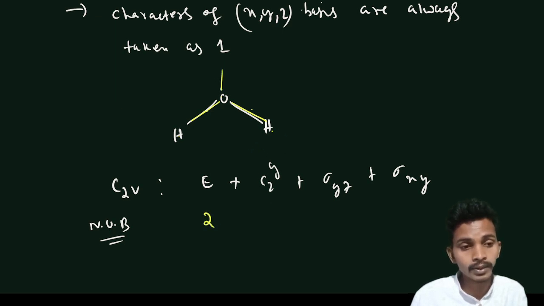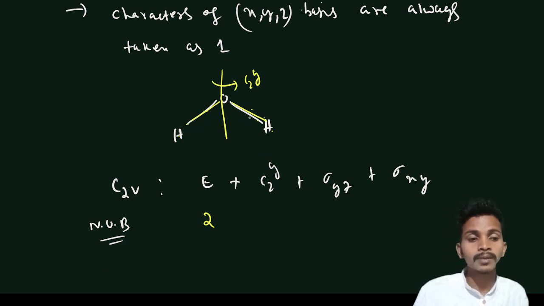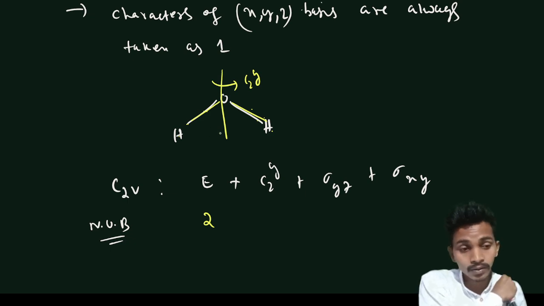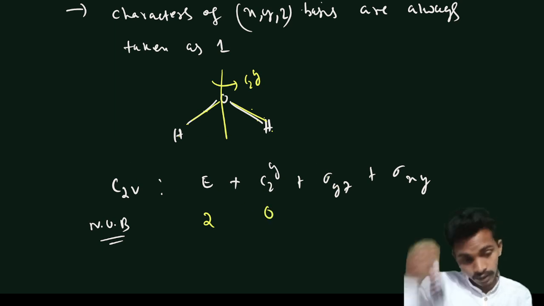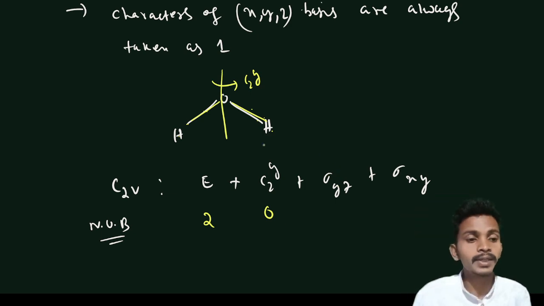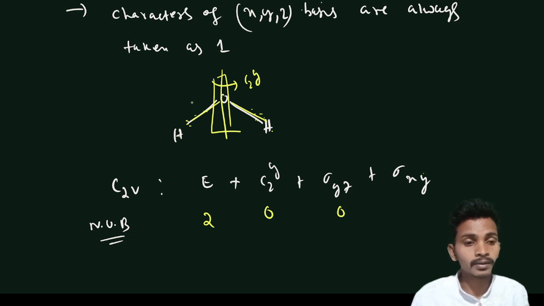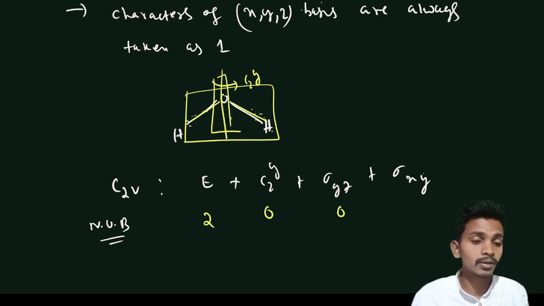And if I apply C2, in that case this and this get interchanged. If they get interchanged, then no bond is left, all the bonds are changed, so unshifted bonds will be 0. And similarly if I apply sigma XZ, then this and this get reflected, meaning all the bonds are changed, so this is also 0. And if I apply sigma YZ, that is cutting through all the bonds, then the 2 bonds are not changed, so in that case this will be 2.